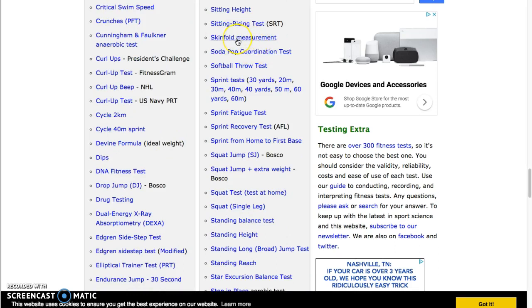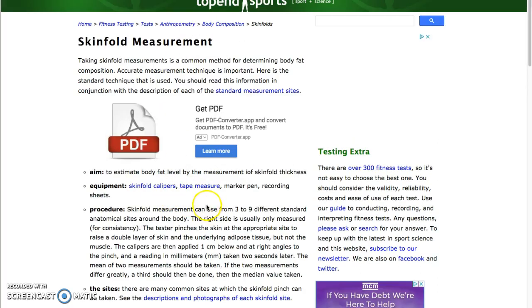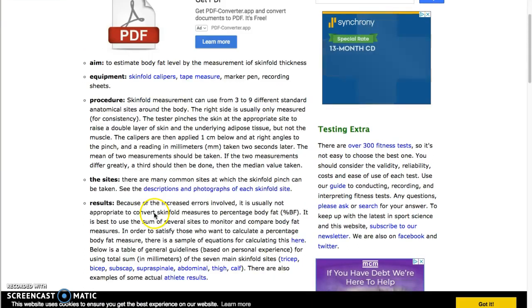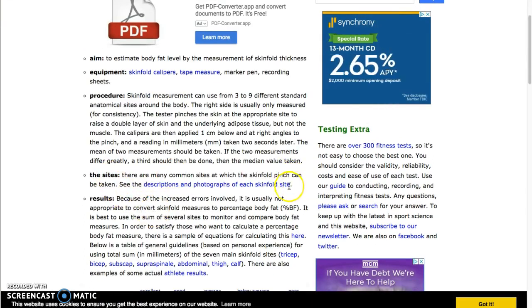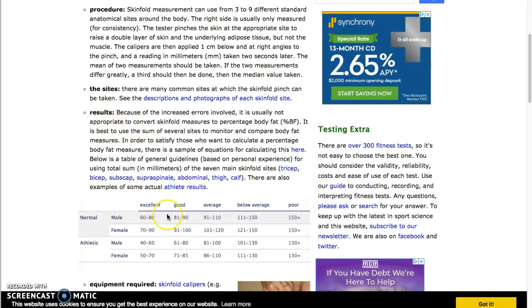We were talking about the anthropometry, the skin fold measurement test. Well, this is where you can look it up and see how it's done. So you'll notice what the aim is, what the equipment is, the procedure, which sites we have to do the skin fold test on our body, and then how we actually look at the results and what it means.